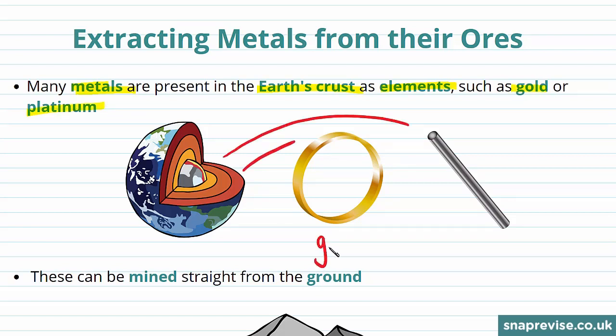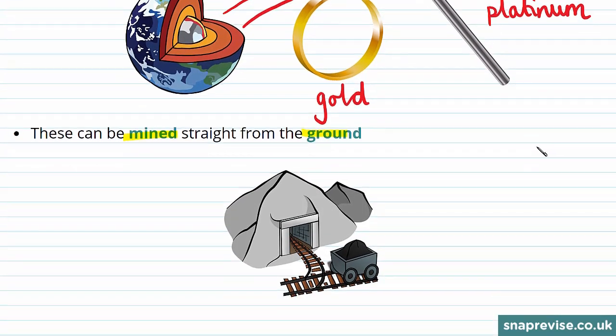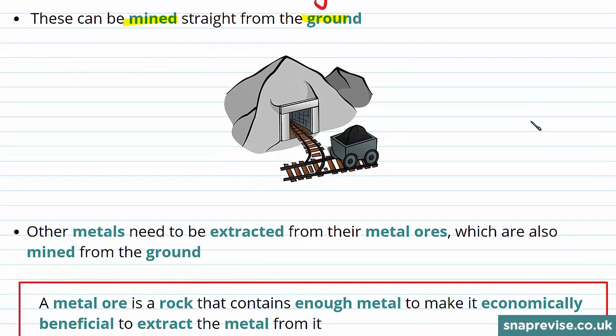Their unreactivity means they've stayed as elements and haven't reacted with air or moisture in order to form the oxides or sulfides, for example. These metals can be mined straight from the ground, and as soon as we get them out of the ground, they're ready to be used.